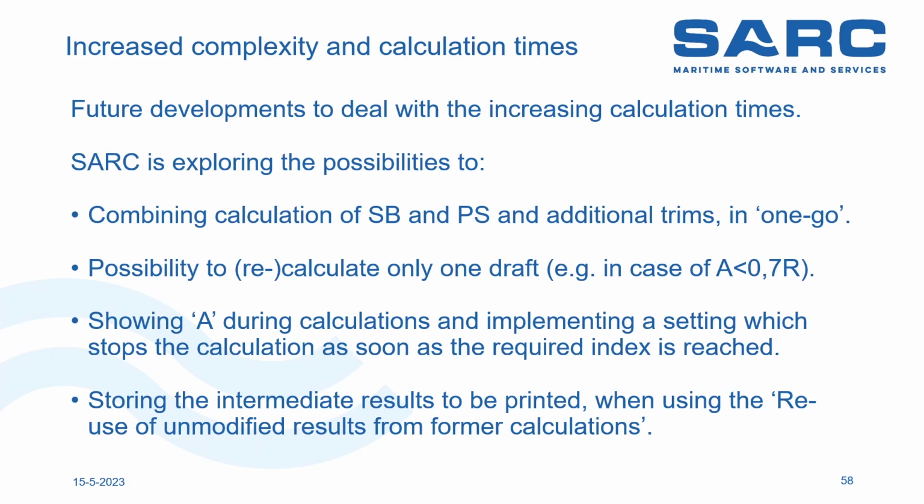It indeed misses the intermediate results, right? Yeah. I will come back to that subject a little bit later on. If you use that function, it will reuse, as it says, unmodified results from former calculations. Unfortunately, if you open the file with the intermediate results, it will state that results from former calculations have been used, but it does not state what these values are. So if you want the intermediate result file, you have to throw away all results from former calculations and do a recalculation. So we are exploring possibilities to keep the actual data, so that a recalculation does not have to be made again.